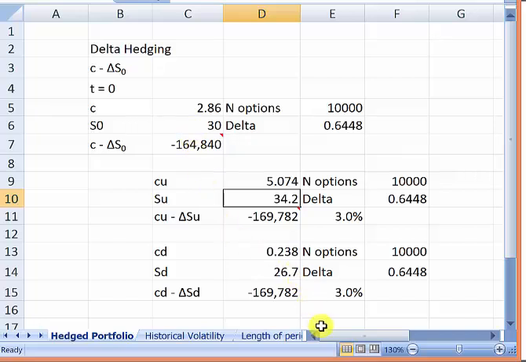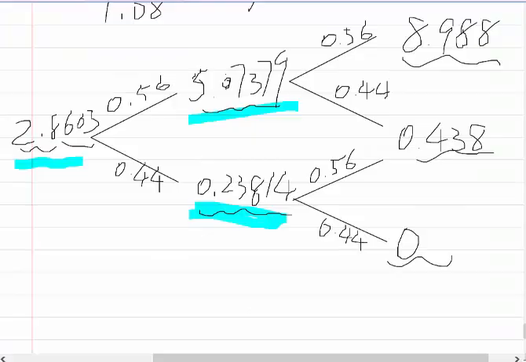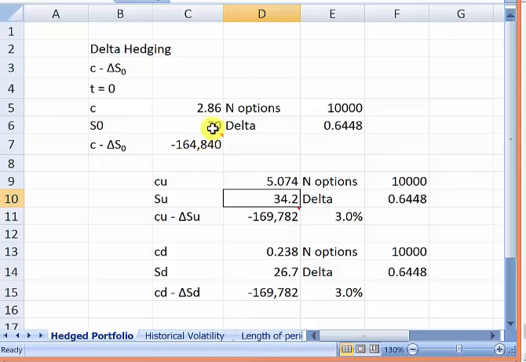We have the numbers here. The initial call value 2.8603, that's the call value here, and this 10,000 is for the call positions underlying shares. Also, it's the base to achieve this delta hedging. The underlying spot price at time zero is $30. Delta is 0.6448.